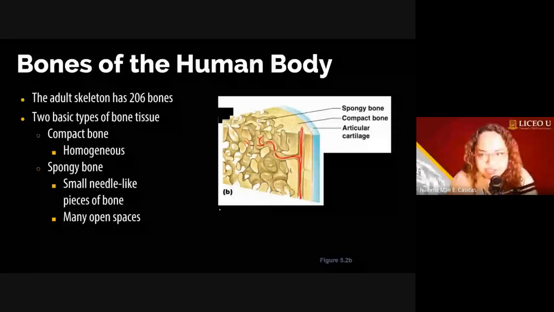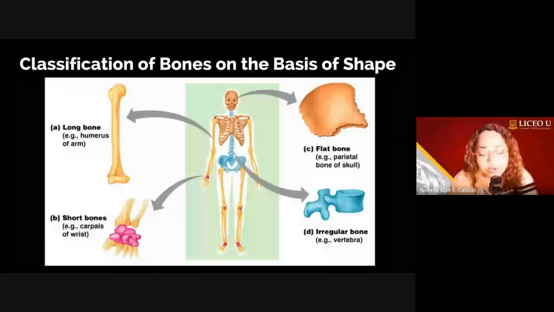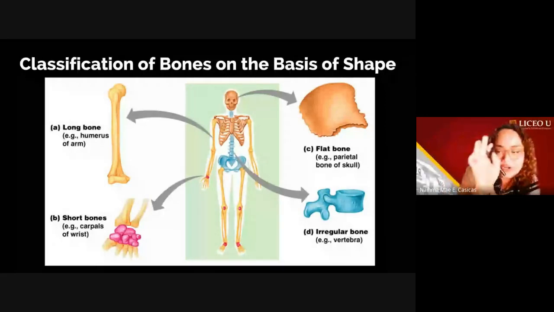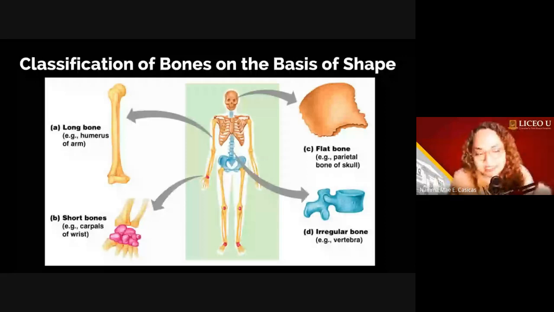So here are the classifications of bones on the basic shapes. You have your long bones, just like your humerus, your femur, radius, ulna. These are long bones. And then you have your short bones, really small, like the ones that you can find in your wrist, your carpals, and the ones that you can find in the ankles of your feet, the tarsals. So these are your short bones.